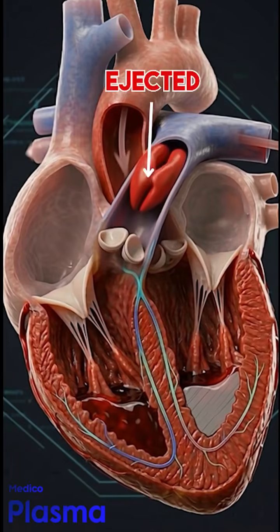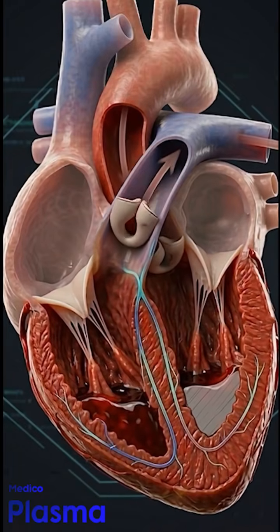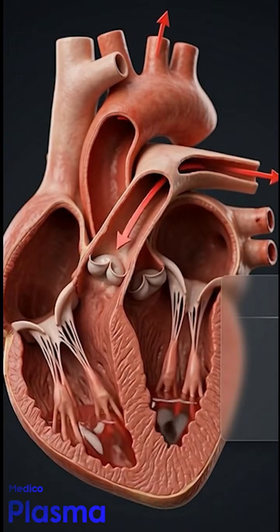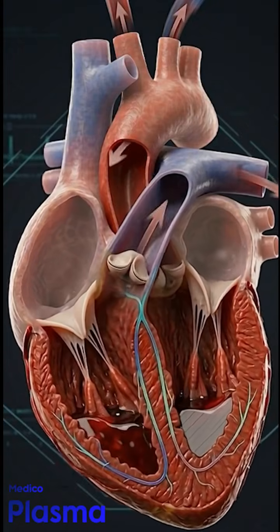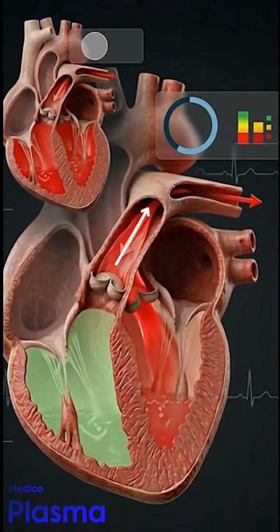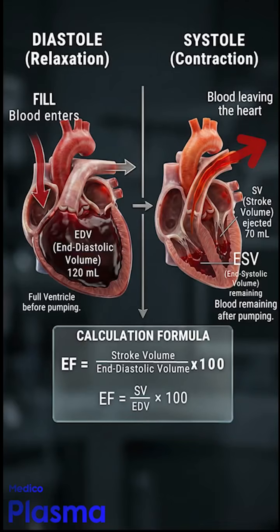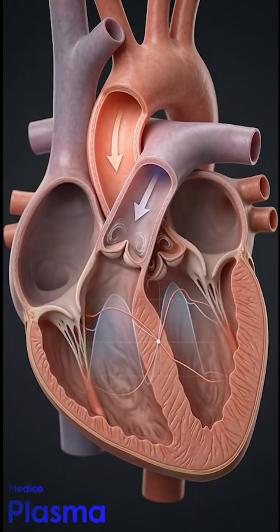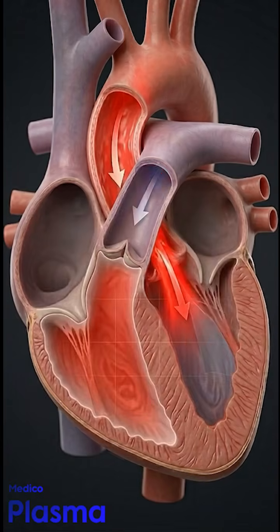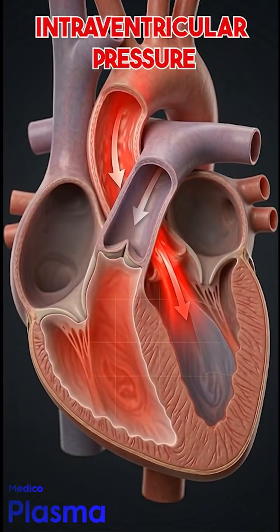The amount of blood ejected during each heartbeat is called the stroke volume, and it plays a crucial role in determining cardiac output. The efficiency of ventricular pumping is measured clinically by the ejection fraction, which reflects the percentage of blood ejected from the ventricles. As ventricular contraction ends, the ventricular muscle begins to relax, causing intraventricular pressure to fall rapidly.